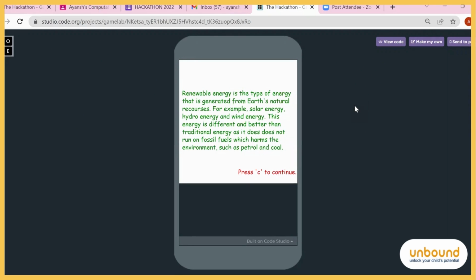This is my introduction. Renewable energy is a type of energy that is generated from Earth's natural resources. For example, solar energy, hydro energy, and wind energy. This energy is different and better than traditional energy, as it does not run on fossil fuels, which harms the environment, such as petrol and coal. I press C to continue.